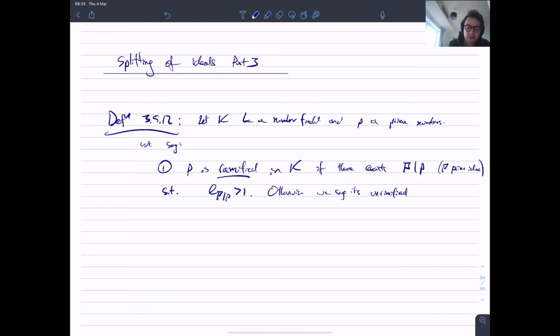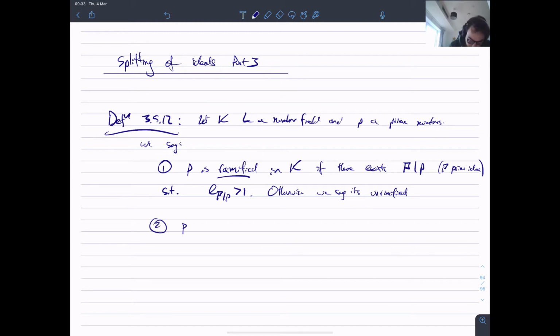This is somehow similar to being, say, square free. Remember, square free meant that you didn't have a prime showing up at least twice in the factorization. Well, unramified means that you don't have a prime ideal showing up at least twice in the factorization. And when I say factorization, I mean the prime number p generates an ideal, and then you factor this ideal into prime ideals, and then you study these prime ideals that show up.